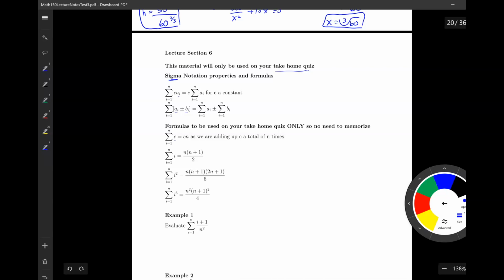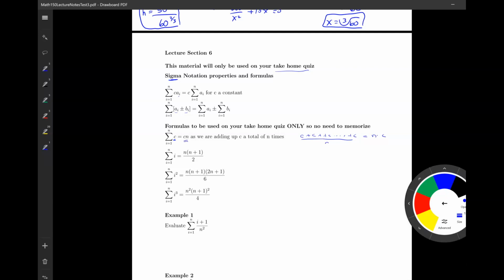If I am adding up a number c n times, so think about that, c plus c plus c plus c, and there's n of them, that's n times c. And so that's what this is. There's n of them, then we have cn. We're going to be using that quite often.